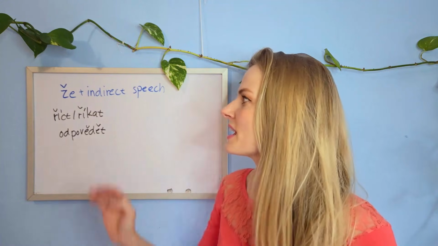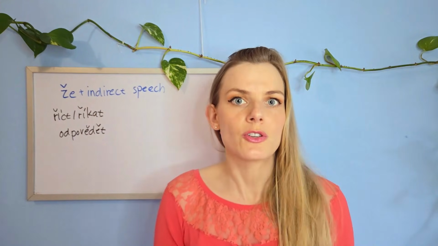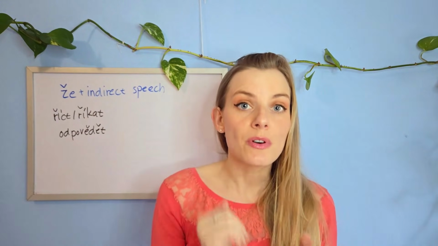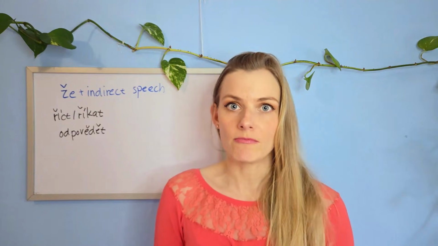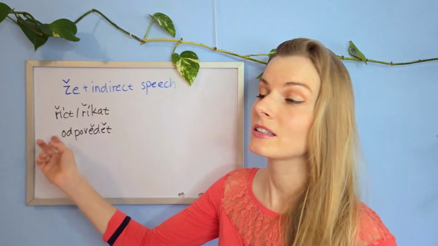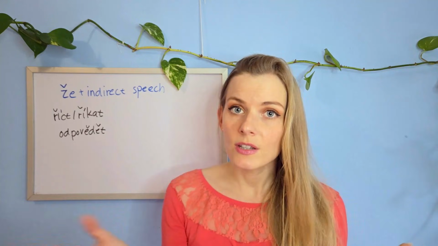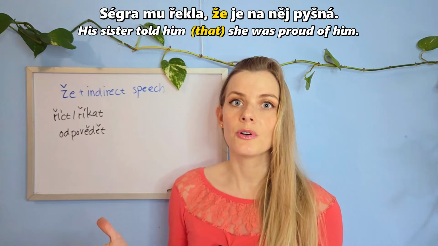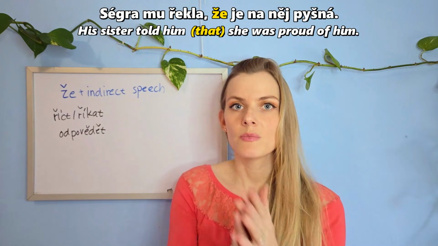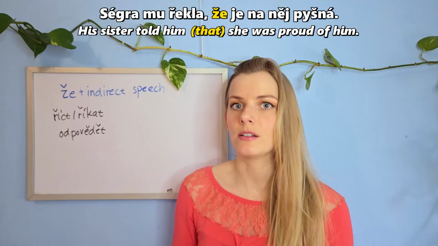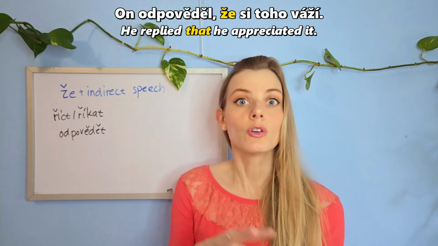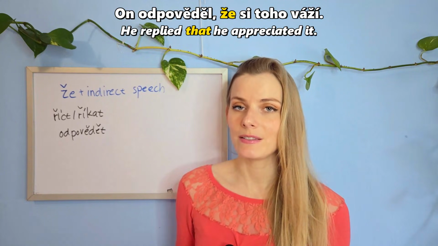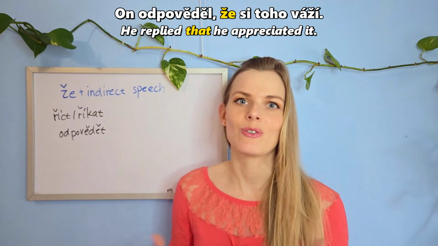One more quick note. Že also appears in indirect speech. So for example, when you say that someone said that, that's the perfect opportunity for že. So verbs like říct and říkat, to say or tell, and odpovědět, to answer. Ségra mu řekla, že je na něj pyšná. His sister told him she was proud of him. Ségra mu řekla, že je na něj pyšná. Odpovědět, že. On odpověděl, že si toho váží. He answered that he appreciated it. On odpověděl, že si toho váží.